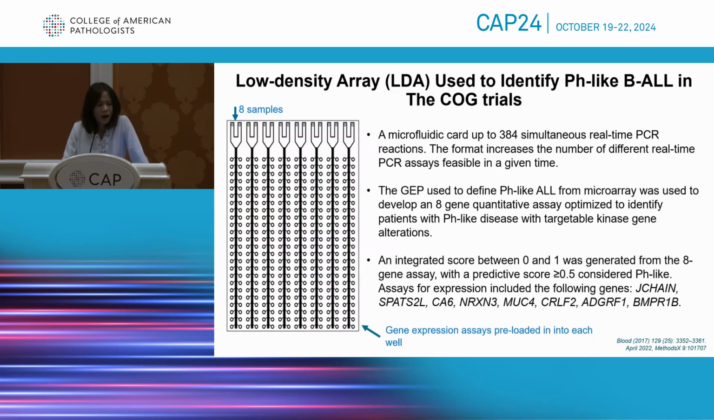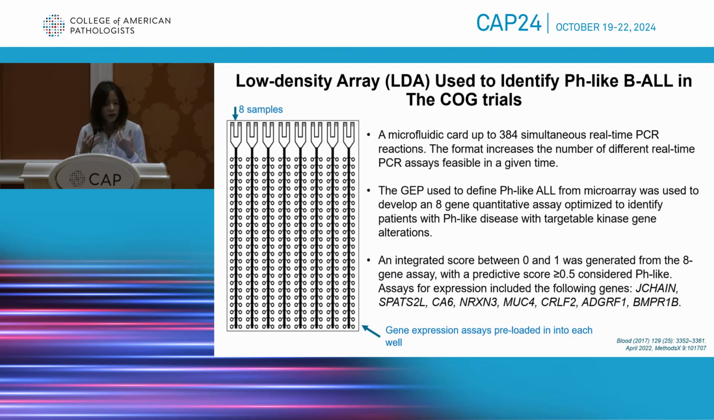So how does the COG group identify these Philadelphia-like B-ALL cases? The way that they do it is with a microfluidic card, which can hold up to 384 simultaneous real-time PCR reactions. It would look something like what's on the left. It is a microfluidic card, and you can load 8 samples at the same time. Every single well is preloaded with a gene expression assay. So when you load the sample, you can literally conduct 384 reactions. That really increased the number of real-time PCR assays that can be done in a given time.